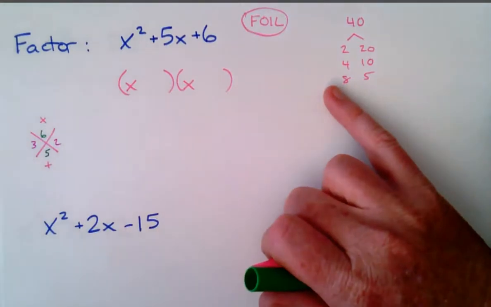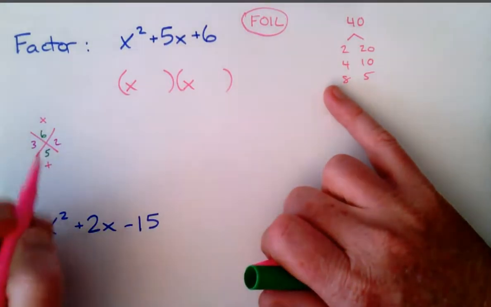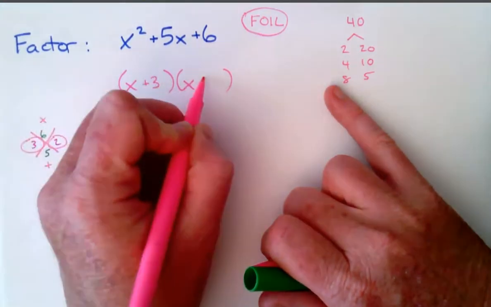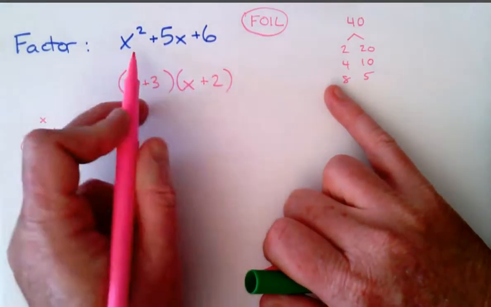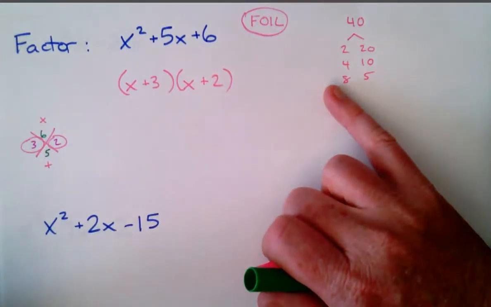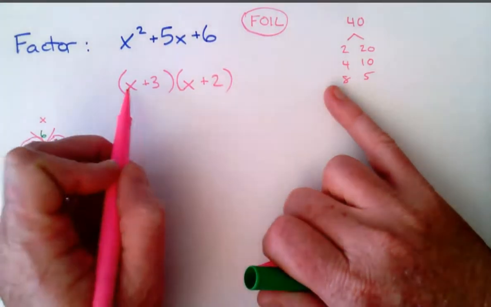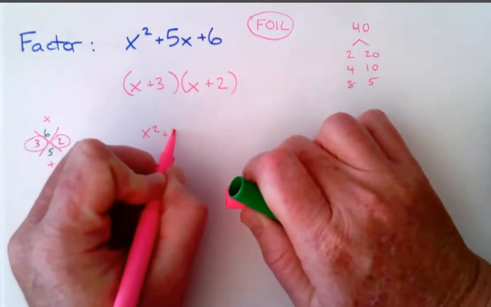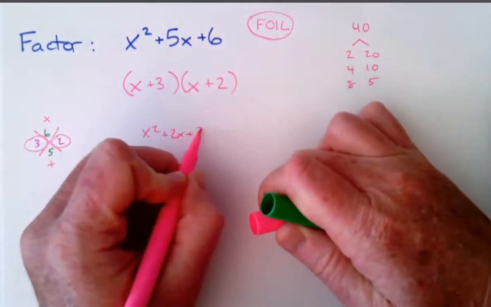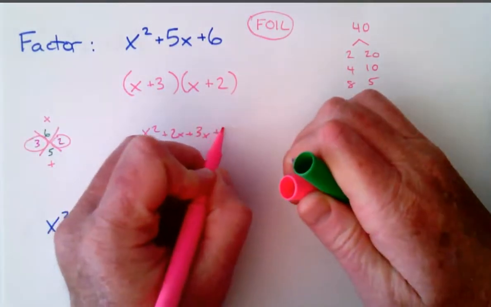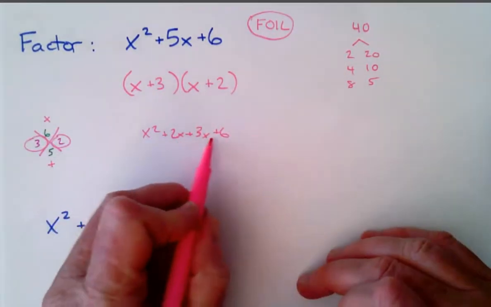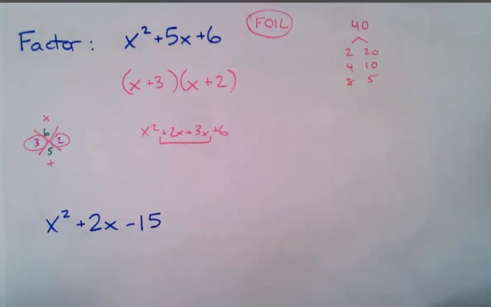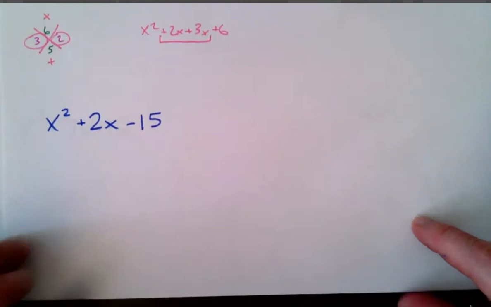Okay, so what does that mean? That means that we have 3 and 2, positive 3 and positive 2. So x plus 3 times x plus 2 is the factored form of that trinomial, right? You could check x times x is x squared first. The outers, the inners, the lasts. If I combined these, added them together, I end up with 5x. Okay. All right, let's take a look at the next one.